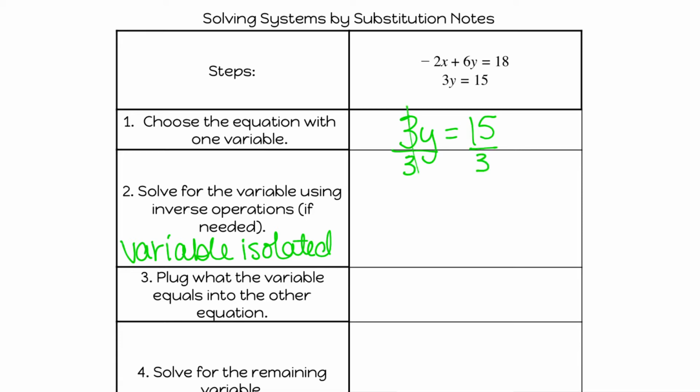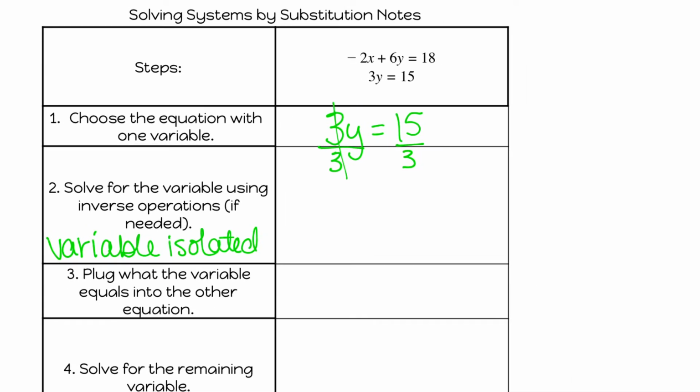So I'm going to cross out 3 over 3. And I'm going to go over here to the right, we're going to say 3 over 3 equals 1. So whenever I cross something out like that, I am saying that is 1. Anything times 1 is itself. So 1 times y is y. So we can just write down y equals 15 divided by 3. That is 5.